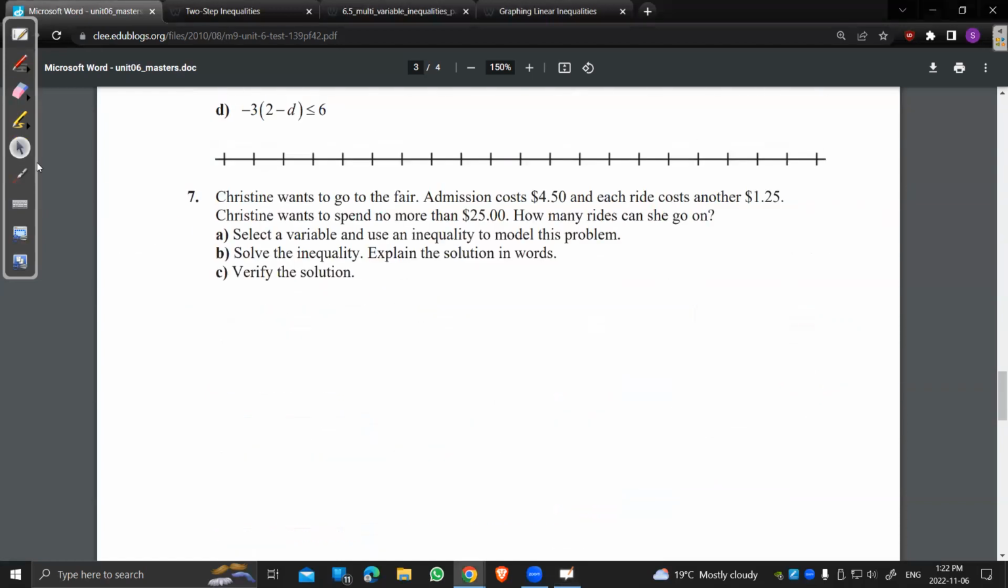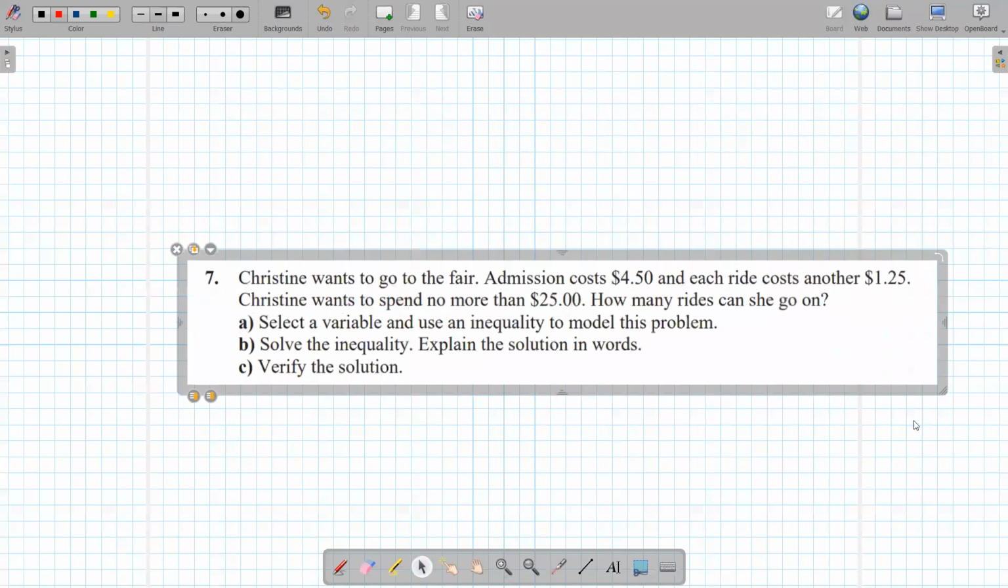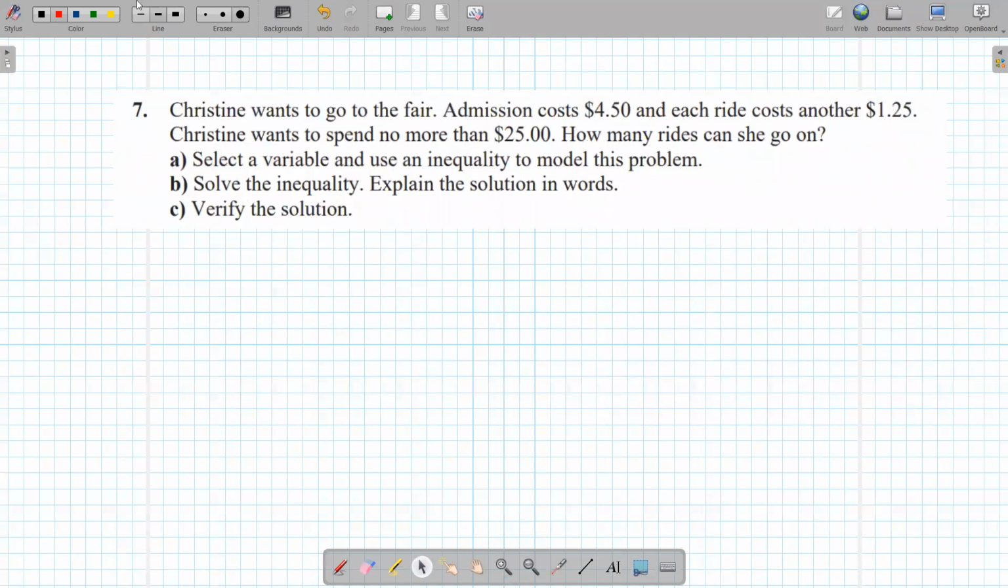Number 7, a word problem. So this person wants to go to a fair. The admission costs $4.50. So this, you're going to have to pay no matter what, right? This is the flat fee that you have to pay. That's going to be your y-intercept. And then per ride, it costs $1.25. It says spend no more than $25. How many rides can she go on? So what will be an equation for this situation?